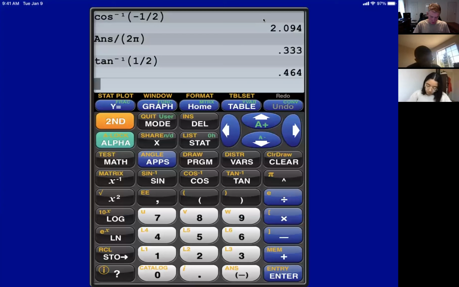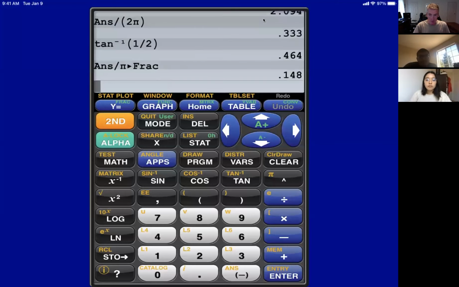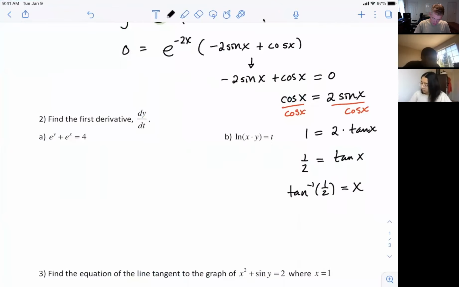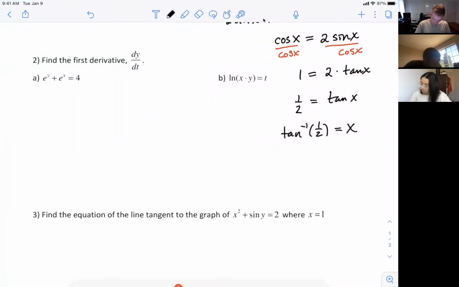0.646. I wonder if that's pi divided by something. I'm going to try. If you divide it by pi, and then you convert that to a fraction, is it a fraction? Nope, it's not. So I just have to use the 0.646.